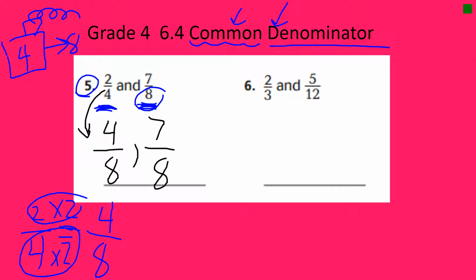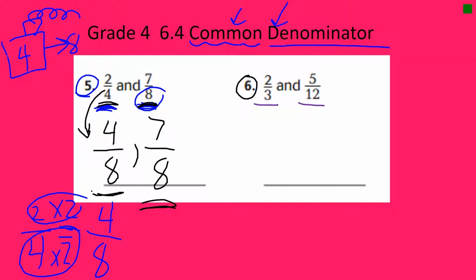That's why you should always think, is one of these denominators a factor of the other one? Because look, we only had to deal with one of these fractions. We were like, oh, 7/8, you're fine. You already have 8 in the denominator. Let's go to number 6. Okay? What did I just say? Look at the denominators and think, is one of these a factor of the other? Well, look at that.